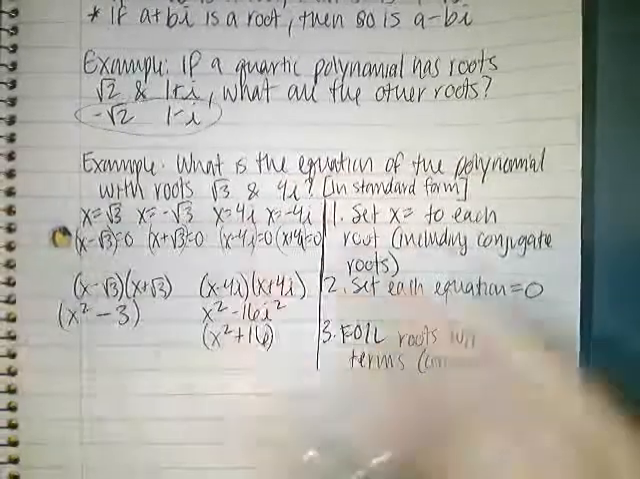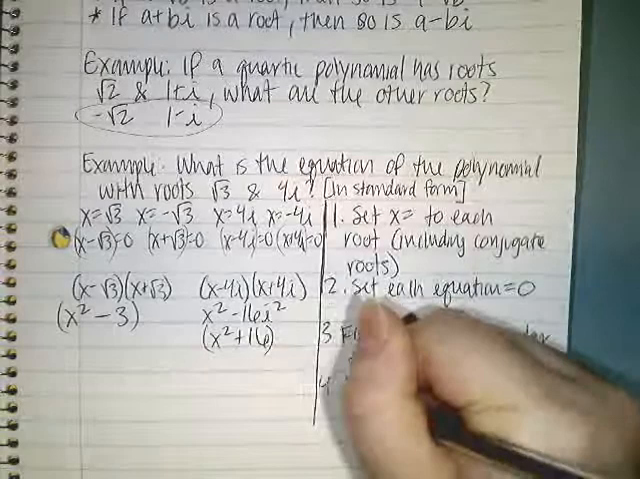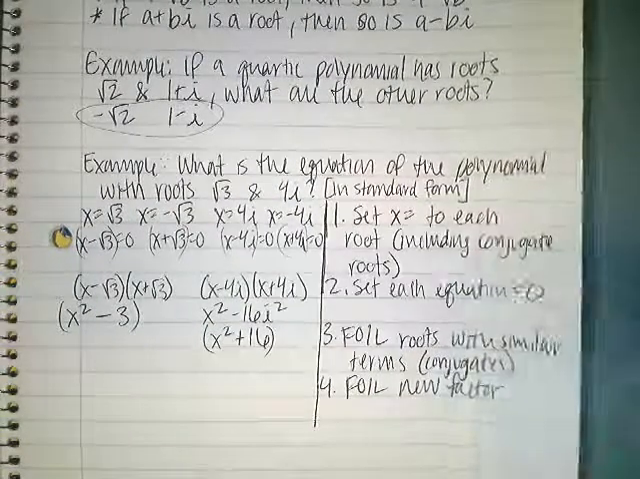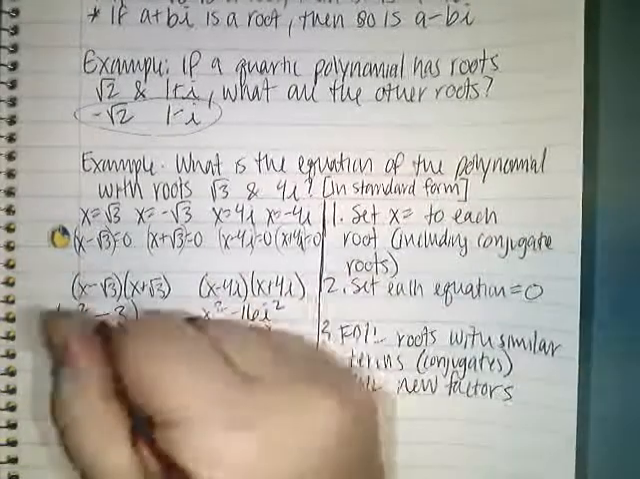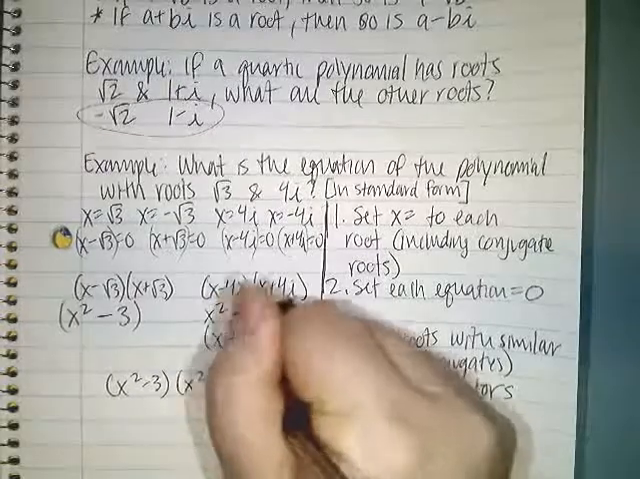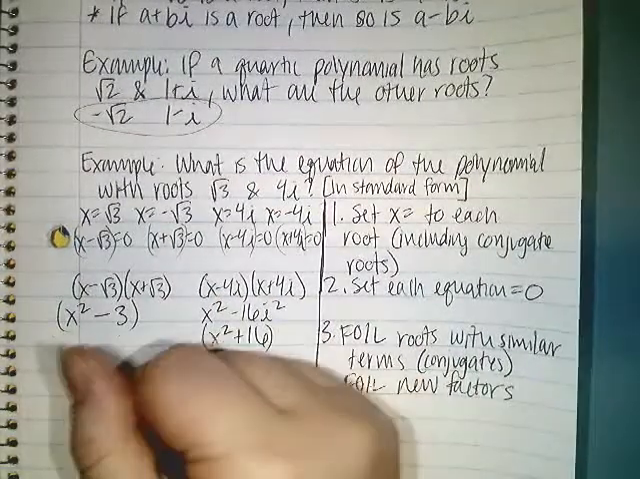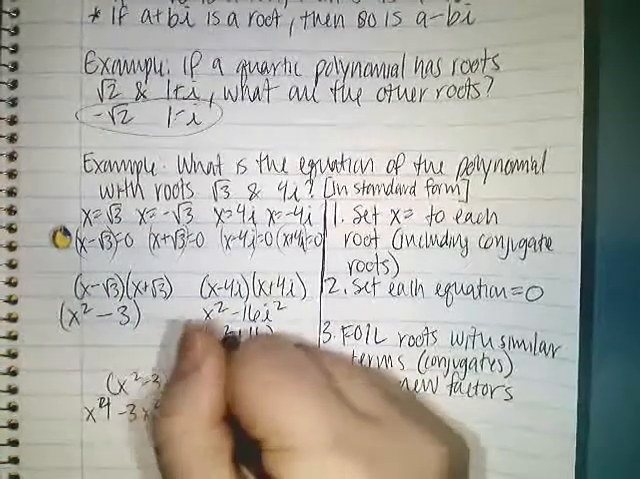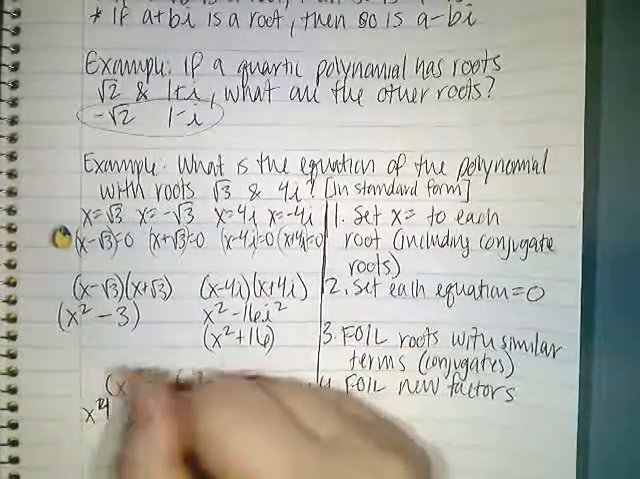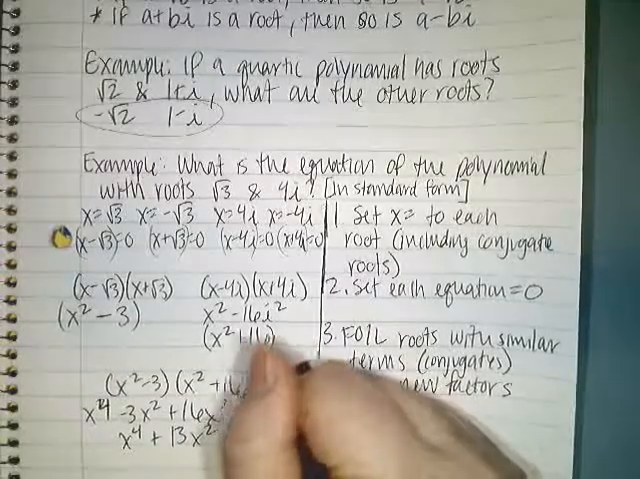And look at this, I have 2 factors that I can now FOIL again. So now I'm going to FOIL these new factors. So I have x squared minus 3 times x squared plus 16. And when I FOIL that out, I get x to the 4th minus 3x squared plus 16x squared minus 48. I combine my like terms and I get x to the 4th plus 13x squared minus 48.